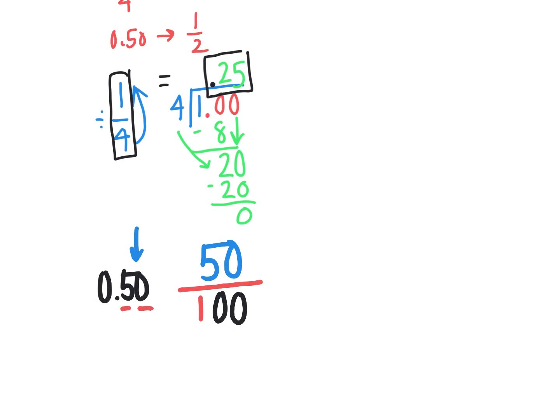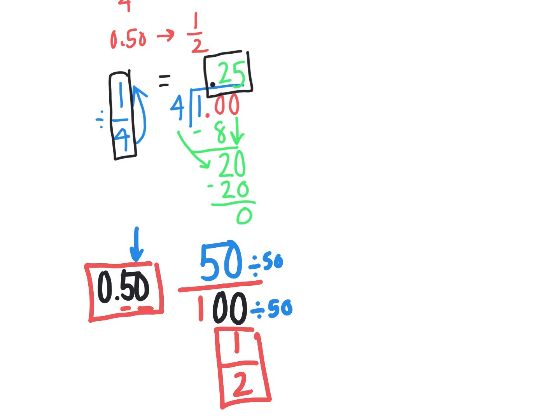A good rule of thumb is that once you get this fraction, you could always simplify it by finding the GCF. In this case, our GCF is 50. So if I simplify this, 50 goes into 50 one time, 50 goes into 100 2 times. So this decimal, 0.50, is the same as 1/2, or is also equivalent to 50/100. These are all equal to each other.